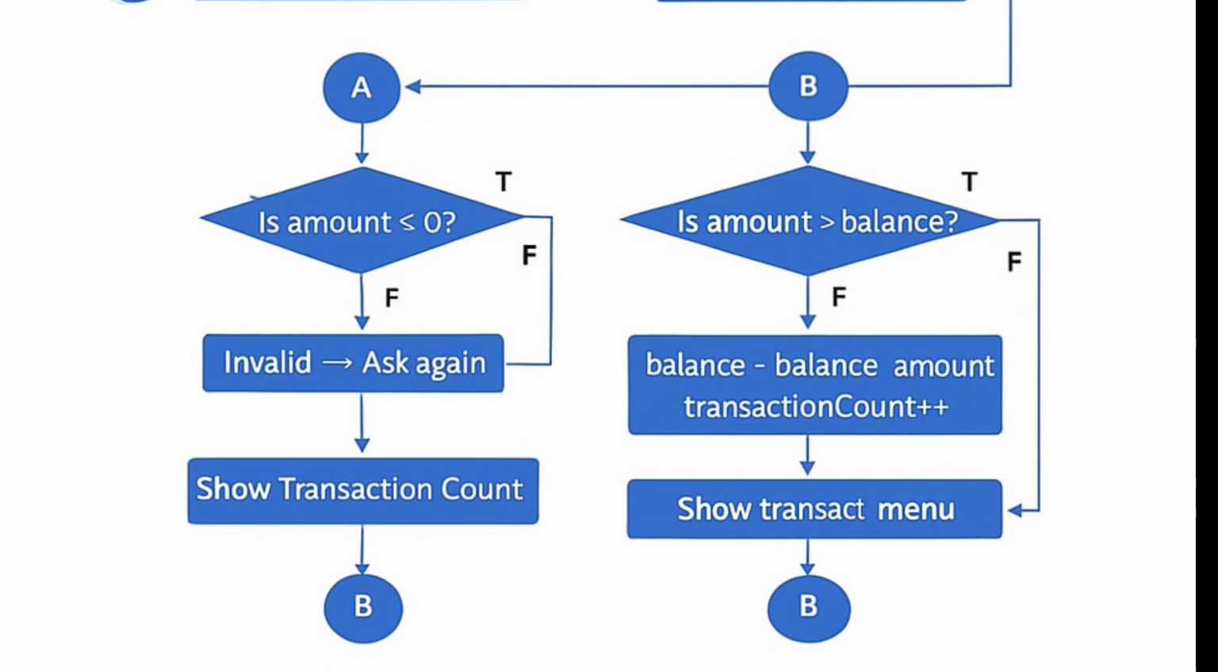Both left and right paths ultimately return to the main menu. This allows the user to continue performing actions until they eventually choose option 0, at which point the program stops.